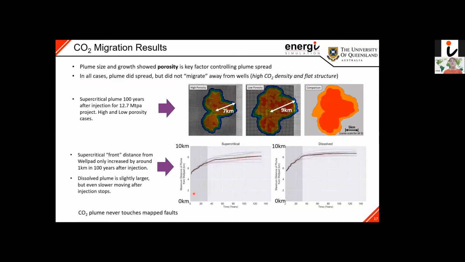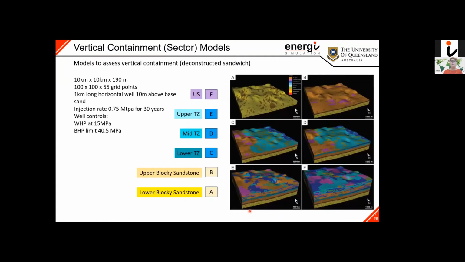Thank you. So in all models, the plume extent is less than 10 kilometers. And also the front of the dissolved CO2 does not extend much further than 1 kilometer around that. So the groundwater impact can remain constrained to this amount.